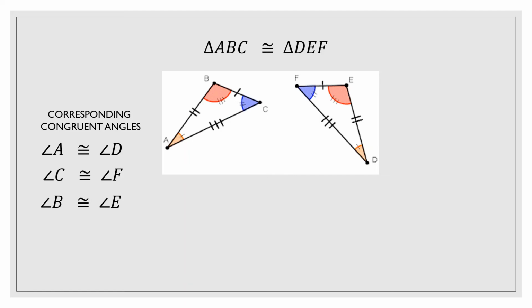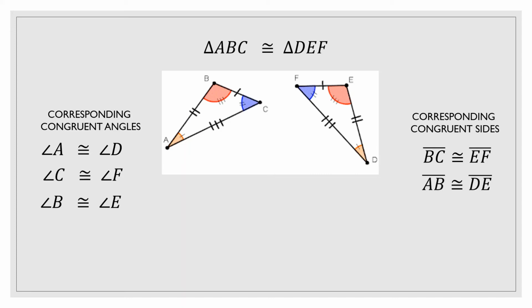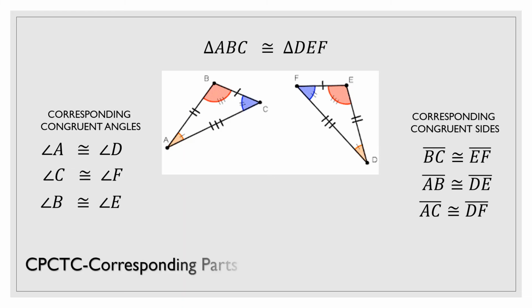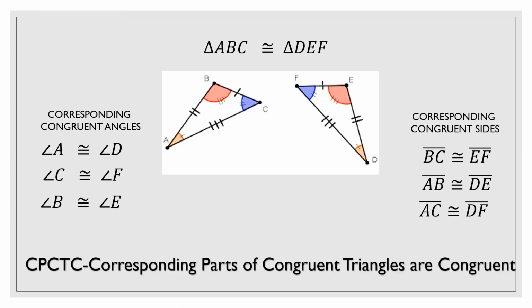How about the corresponding congruent sides? So we have side BC congruent to side EF. Then, side AB congruent to side DE. And side AC congruent to side DF. Okay, now that we have shown the corresponding congruent parts, we can now say that the two triangles are congruent. In other words, we have the acronym CPCTC, which means corresponding parts of congruent triangles are congruent.